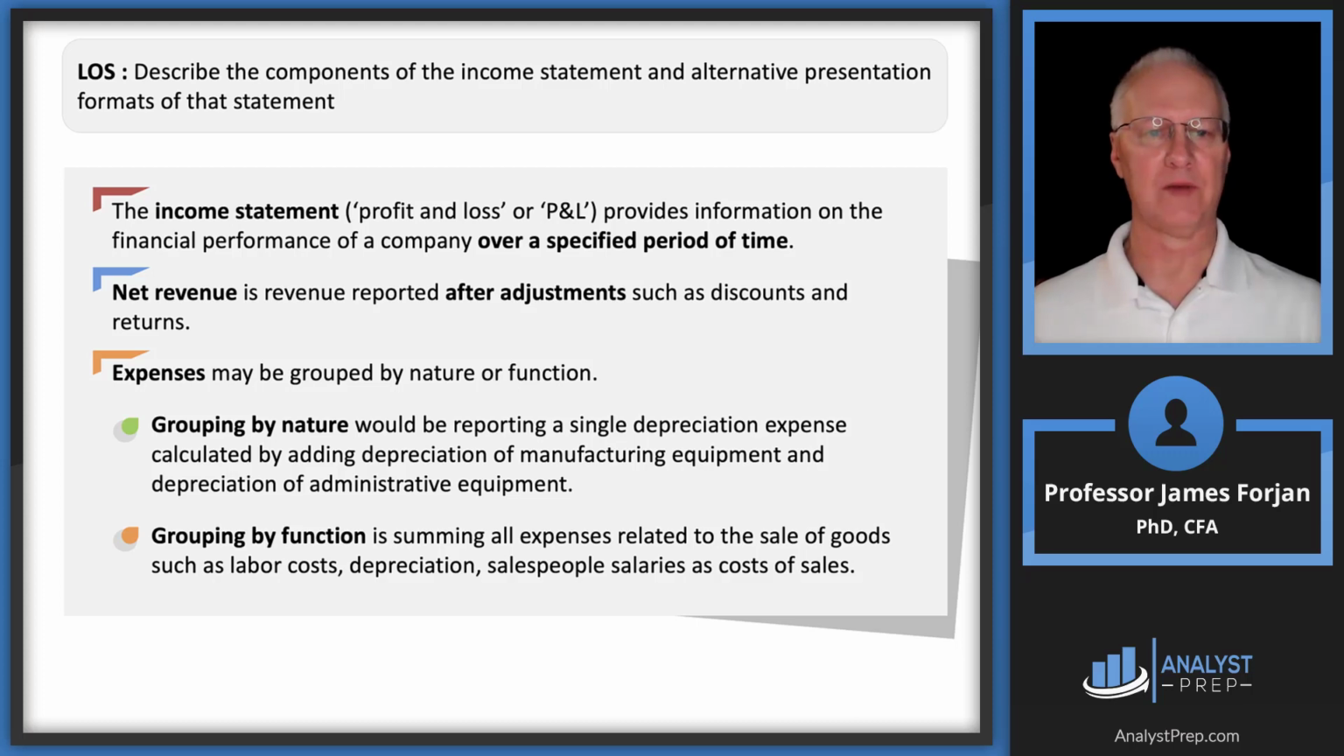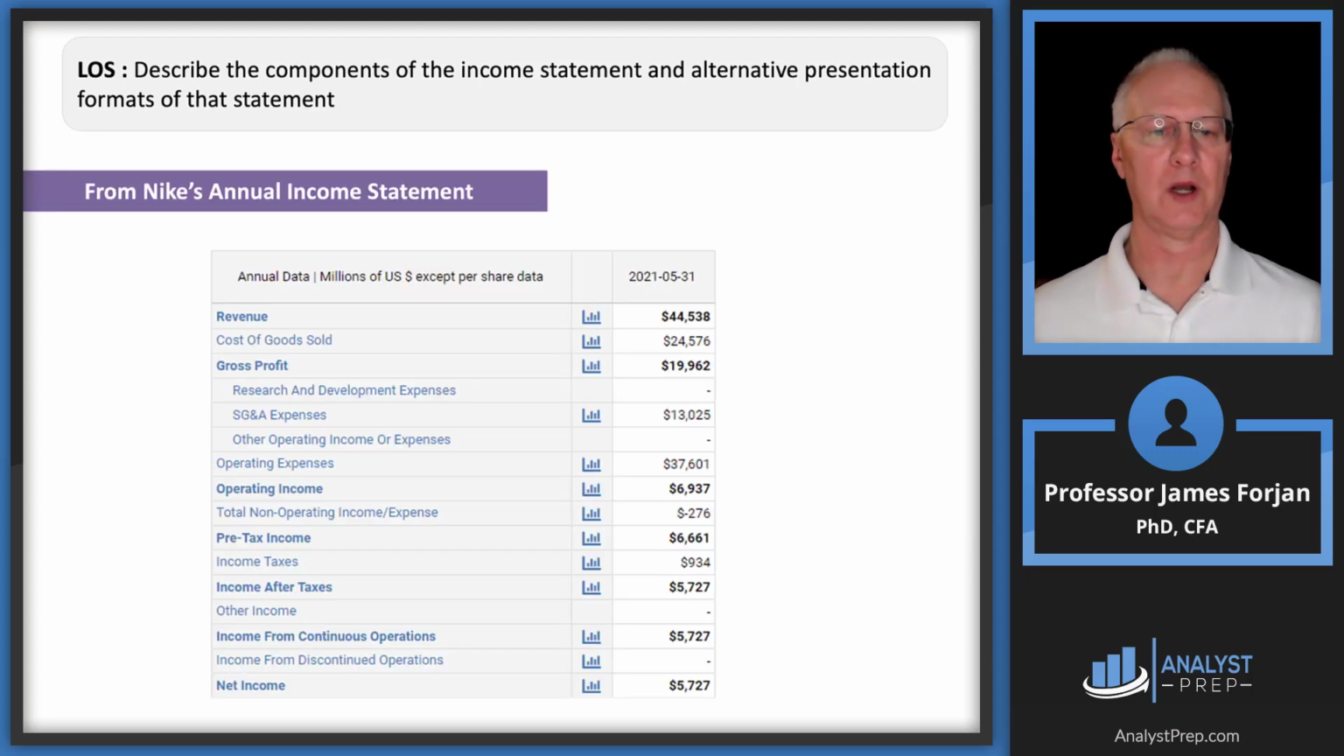Remember, these expenses can be grouped, right? So we're going to group these under research and development, which Nike doesn't look like they have any, selling, general, and administrative expenses, and then maybe other operating income or expenses, which Nike doesn't have. So there's 13 of that. Total operating expenses, that's 24 plus 13, so that gets us 37.